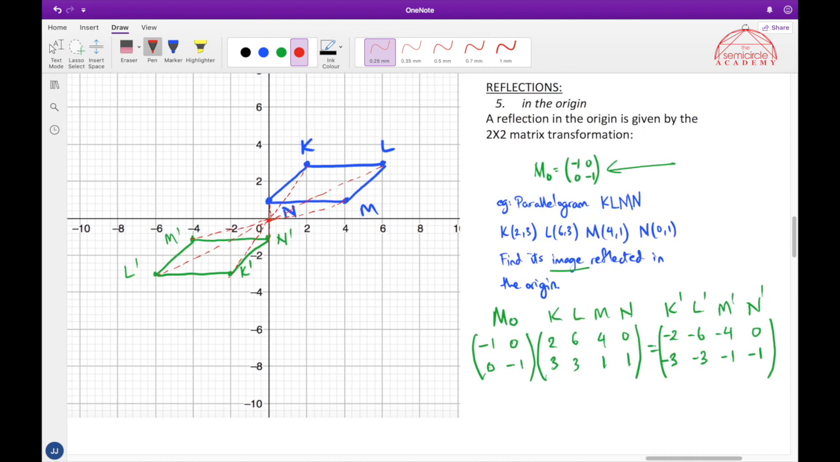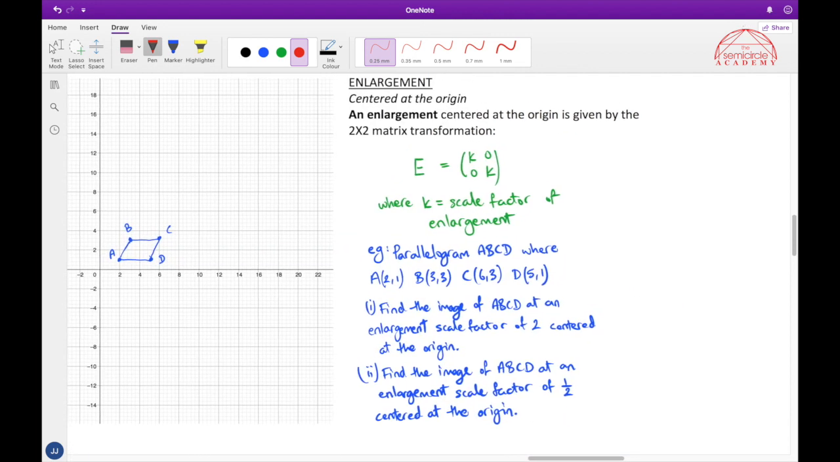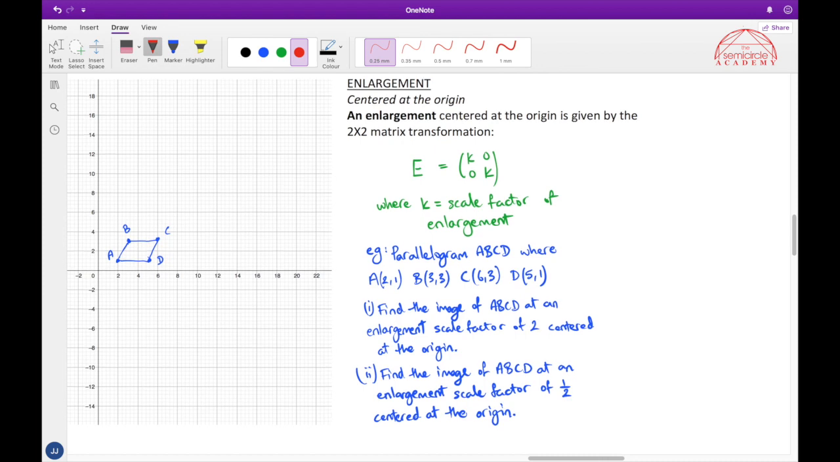Also, please make note that the transformation comes first in the multiplication and then the object. Now, moving on with transformations, we have what is called the enlargement. Now, an enlargement that is centered at the origin O, so this is the origin O, is given by this 2 by 2 matrix. And notice for enlargements, we aren't calling it M, we call it E. So E is the matrix for an enlargement. And the enlargement takes an object and makes it bigger or smaller depending on this scale factor K.